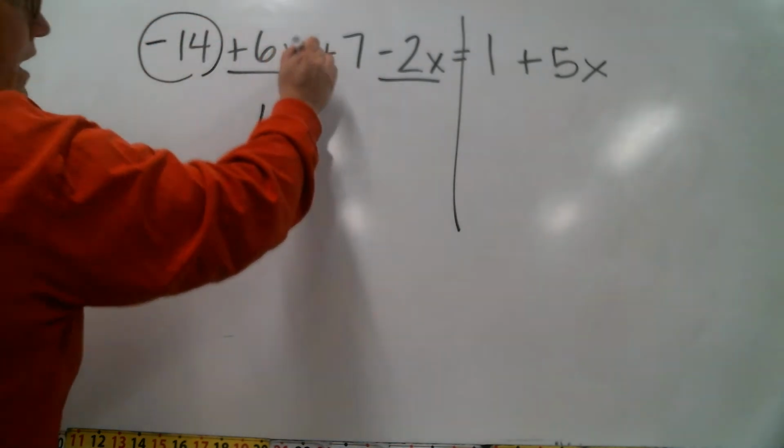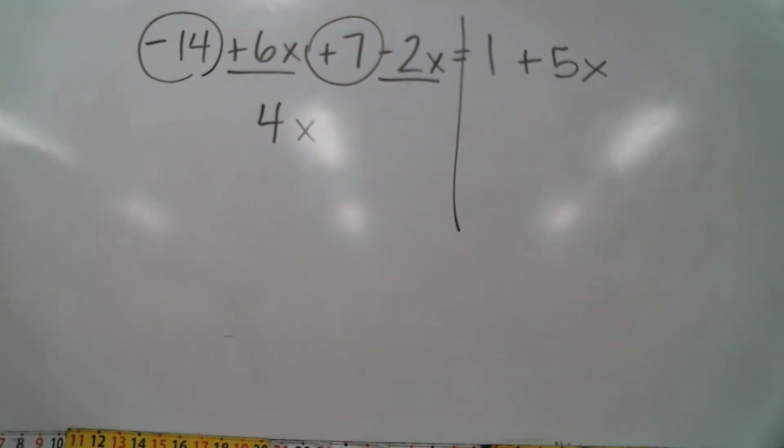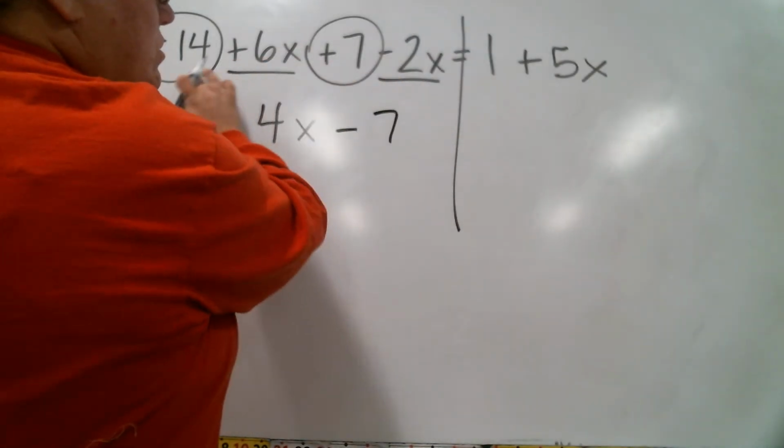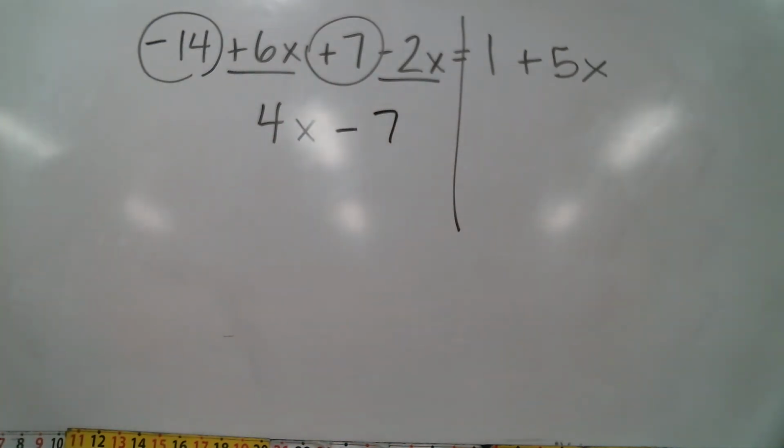I've also got a negative 14 and a positive 7 that are together over here, and they need to be combined up as well because they're like terms also. So negative 14 plus 7 is negative 7. So I've got 4x minus 7. I just did what we practiced last week. I combined up any like terms that were together over here.